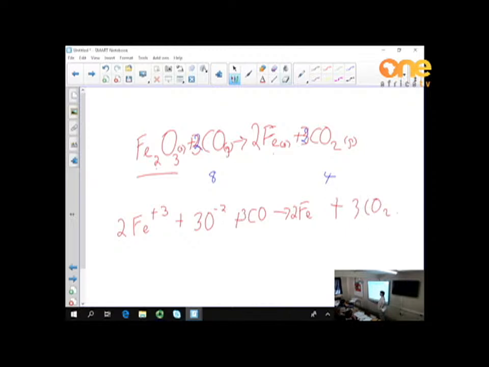All right. Ionic equations simply mean you break up those compounds that are ionic or the acids that ionize into ions. You break them up into ions, and you write the equation.